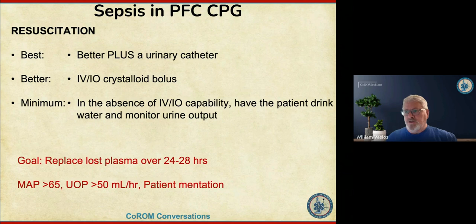So yeah, your goals in your resuscitation is maintaining that MAP greater than 65 and urine output greater than 50, and then make sure that your patient is mentating. Any comments on the resuscitation on this? Okay, next one.